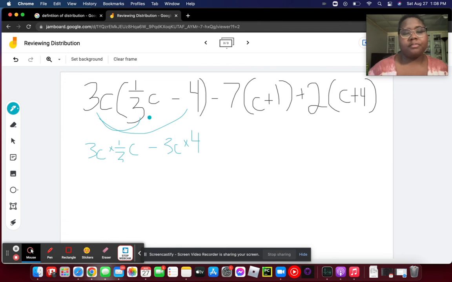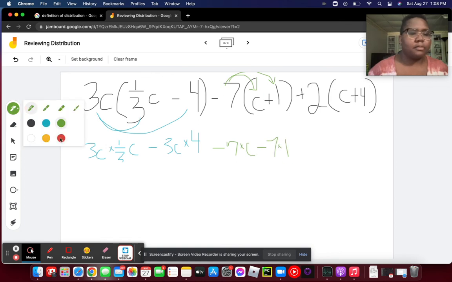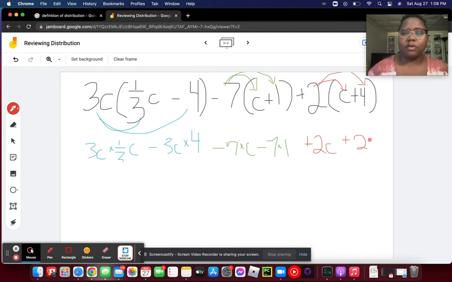All right. For the next product, we have negative 7 times c, and then negative 7 times 1. And for our last product, we have 2 times c plus 2 times 4.